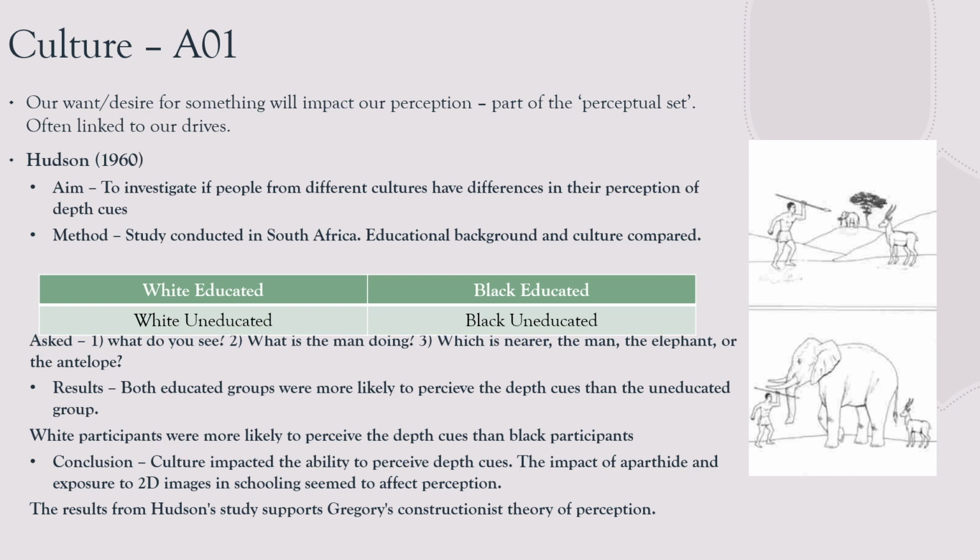So some of the questions are, what do you see? What is the man doing? And which is nearer, the man, the elephant, or the antelope? Now, if you've already studied some of the perception topic and you've looked at depth cues, you would hopefully say, certainly for that top picture, that the hunter was going for the antelope. And the reason for that is the relative size. So the elephant is tiny.